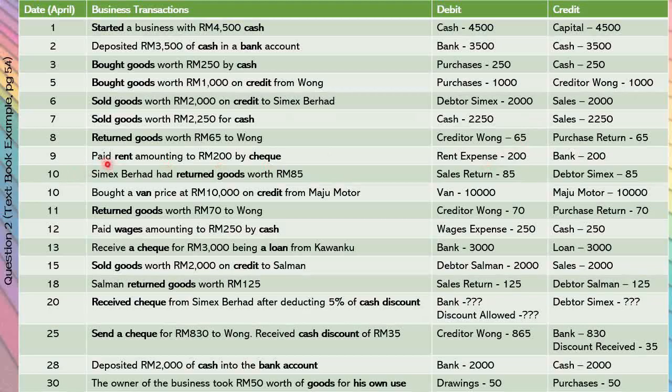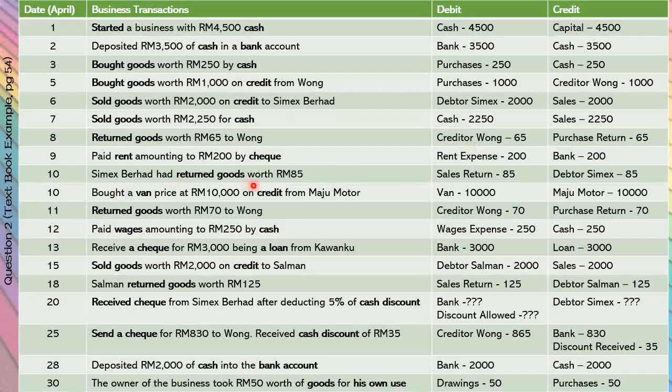Okay. Paid rent amounting to 200 by cheque. So rent, ya, expense bertambah, debit rent expense, bank berkurang, credit bank. Okay. So lama-lama awak akan jadi mahir lah, ya. So mula-mula susah sikit. But the more questions you do later on, you're going to get more used to this kind of question. Nanti debit ke credit semua akan jadi laju, ya.